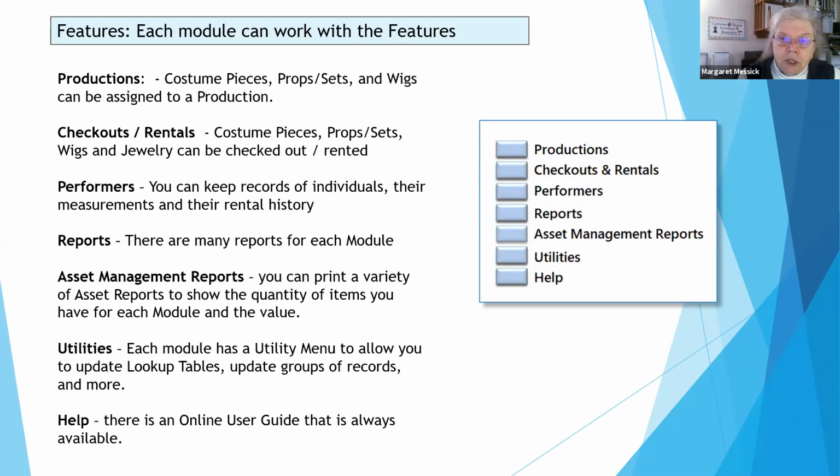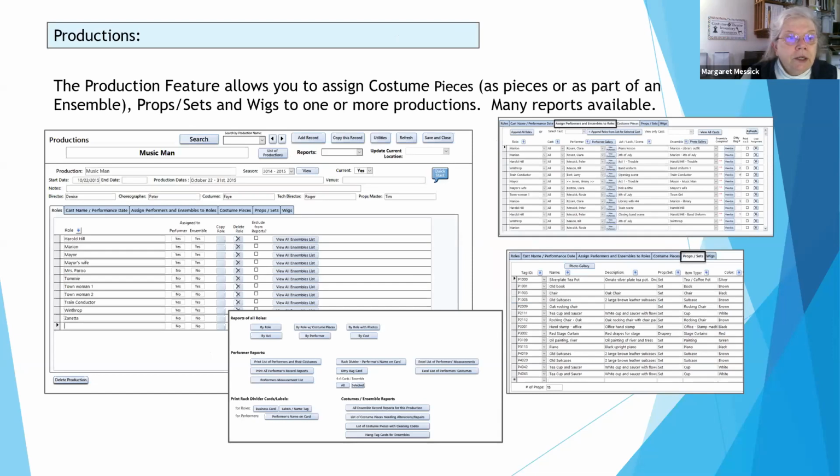Checkouts and rentals, you can check out your costume pieces, your props, your wigs, your jewelry, and that sort of thing. So if we look at a production here, you can see that we have a production for the Music Man. We can list our roles. If you look over here on the right-hand side, we can assign performers and an ensemble.